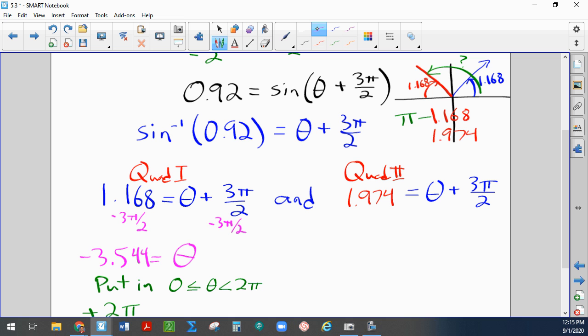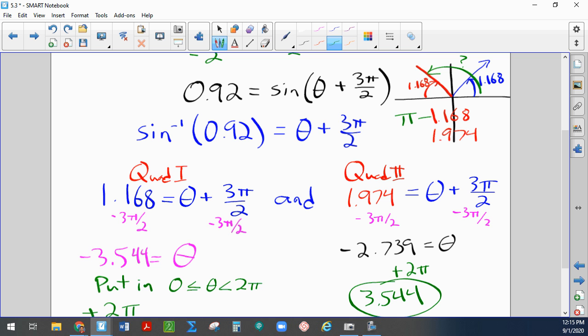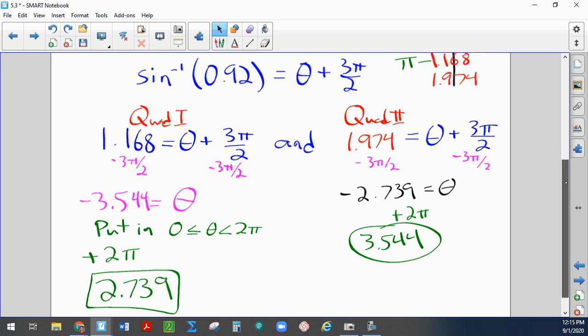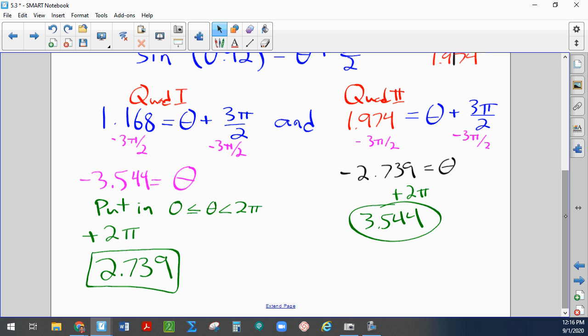Then I will subtract 3 pi over 2 from that. Get negative 2.739. Add 2 pi to get it into the 0 to 2 pi area. And I get 3.544. So the two angles that are between 0 and 2 pi that make the equation true are these two.